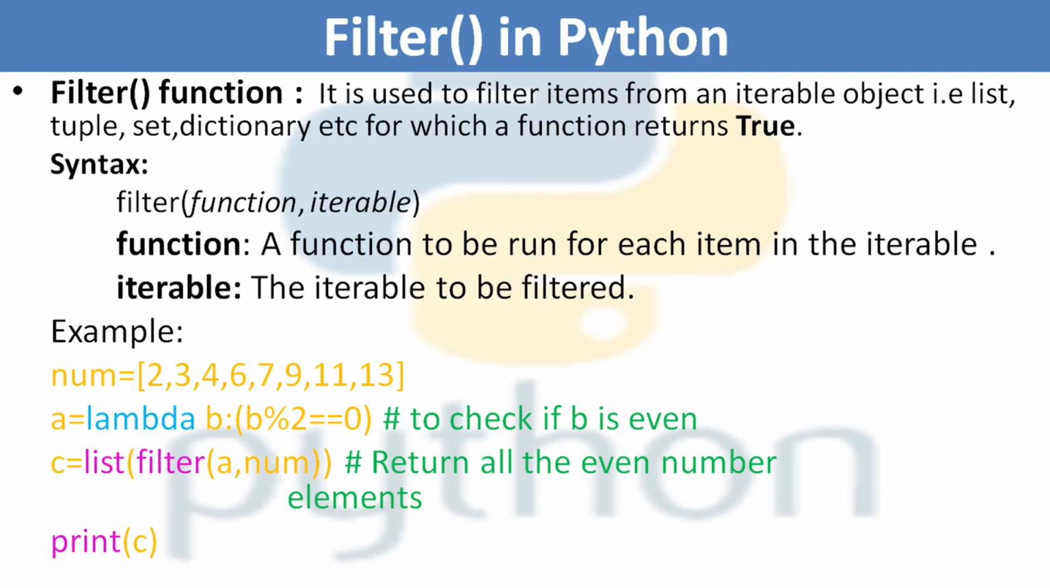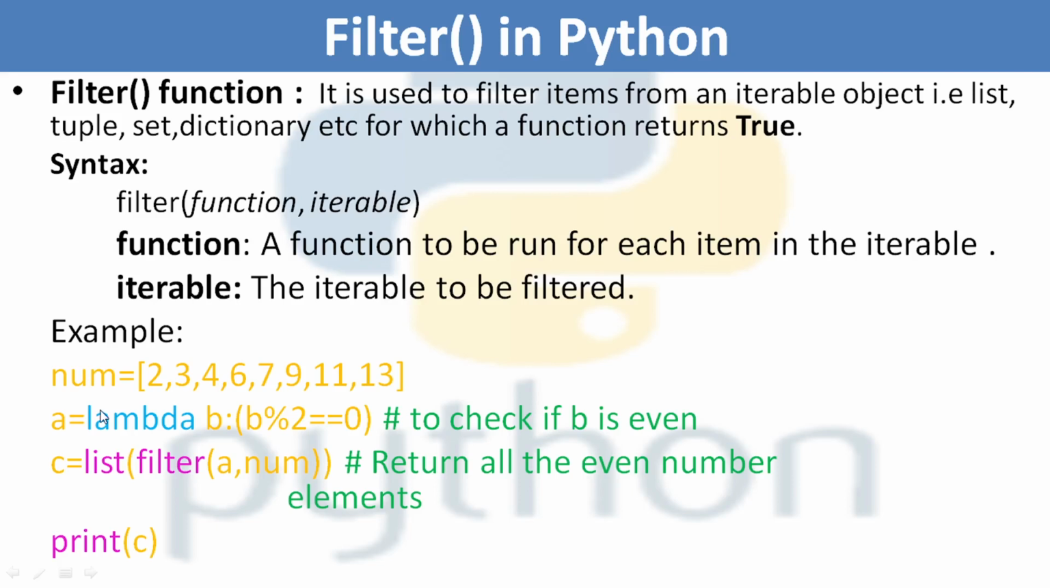So the function basically takes two parameters. The first parameter is a function, and the second parameter is an iterable. The function is to be run for each item in the iterable, and it returns either true or false. And then the filter function returns all the elements for which the function returns true as a filter object.